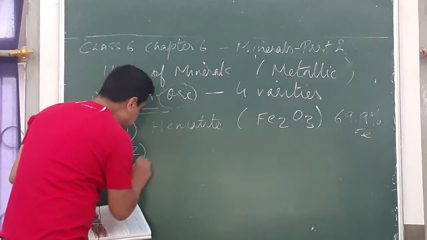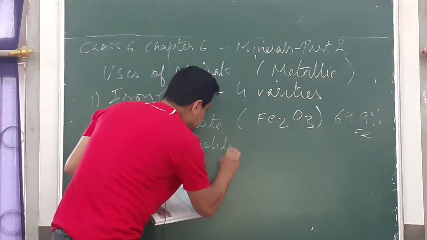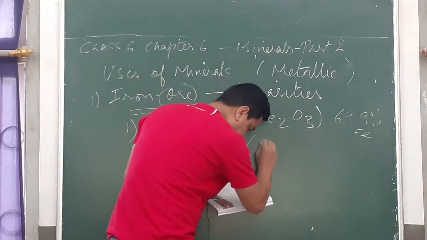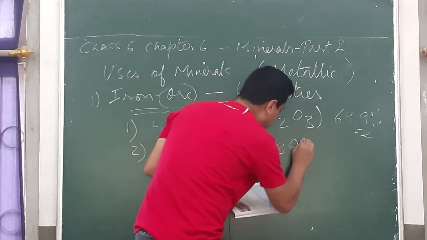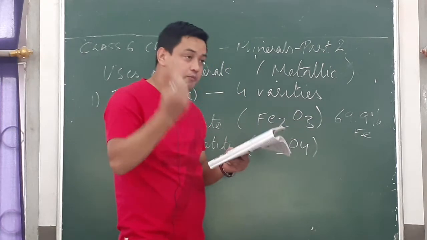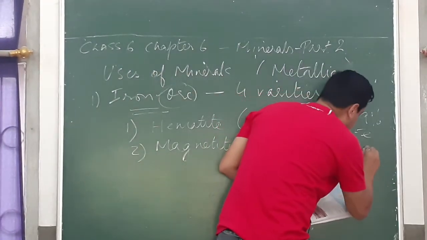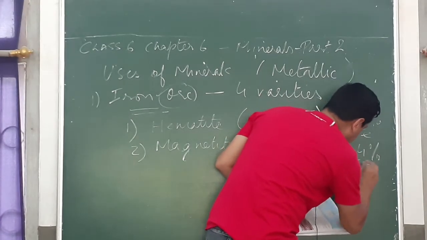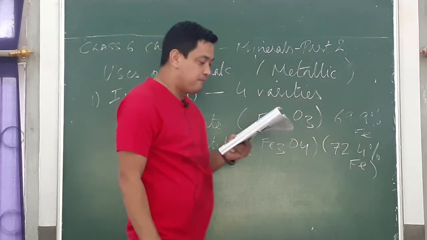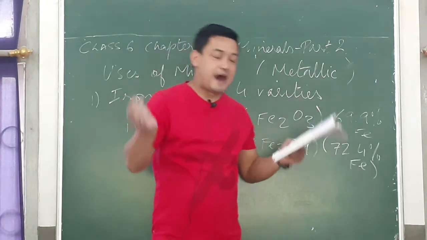The second one is magnetite. Now, magnetite is known as Fe3O4. And it covers 72.4% Fe. You can write it down because it is not in your book. Magnetite is the most important industrial ore because it is used for building material, bridges, etc.